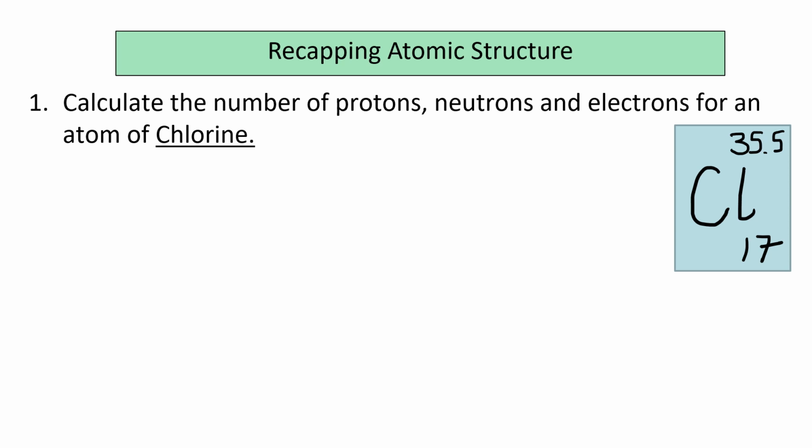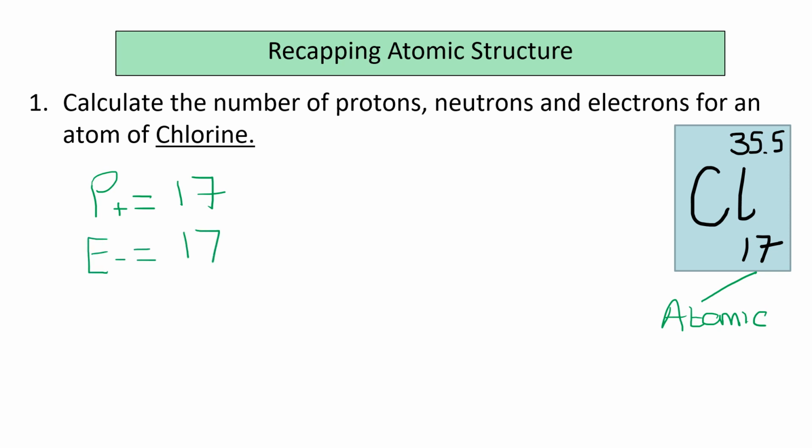So the atomic number of chlorine is 17, and this is the same as the proton number. So the number of protons of chlorine is 17. There are 17 positive protons, so we must also have 17 negative electrons.